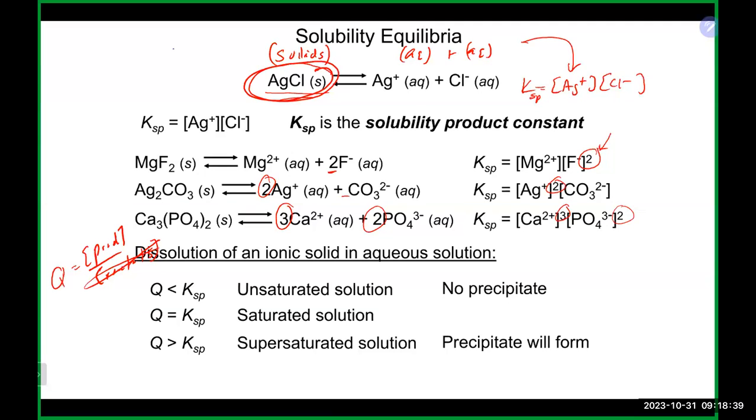If you calculate Q and it does equal the Ksp value, then you're pretty much at a saturated solution. You're pretty much right at that point where if you add any more, you should expect solid to form, but you haven't got there exactly yet. So you pretty much have dissolved the maximum amount of solute that you can at a given temperature. And if you calculate Q and it's greater than the Ksp, you have a supersaturated solution, which is like a saturated solution, but just super.